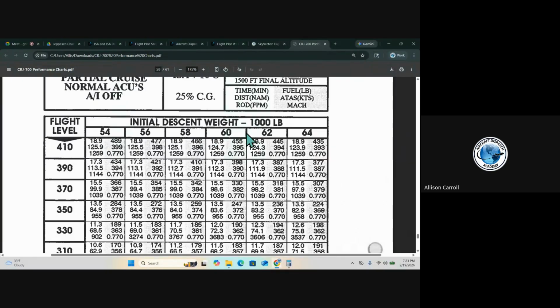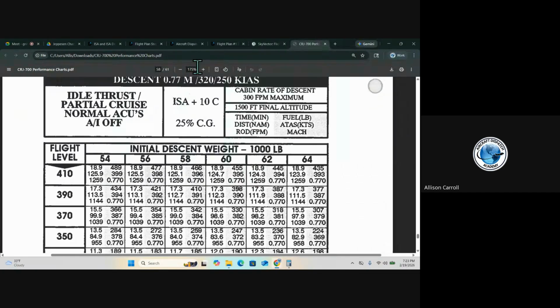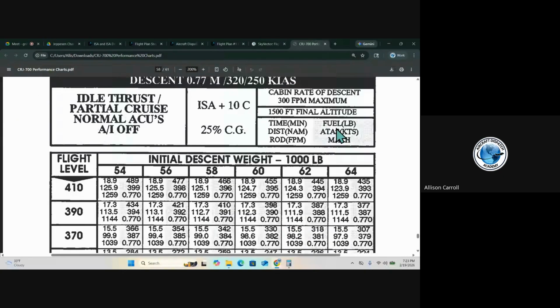Now I'm going to tell you the reason why 500 pounds. If you look at these charts right here, again, remember the fuel number is in that top right corner.